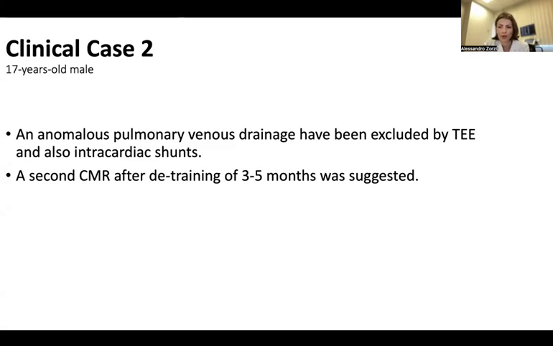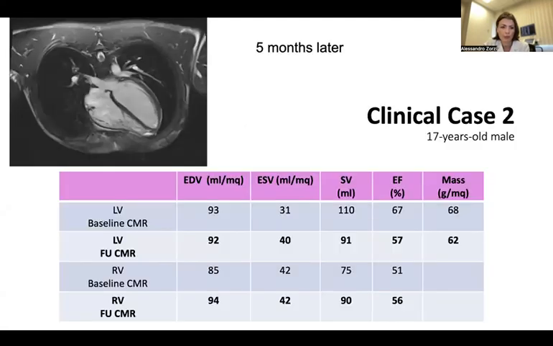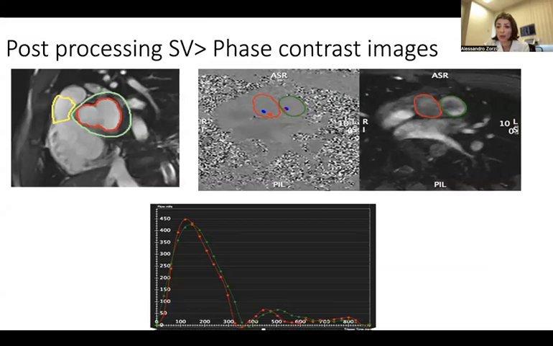So he had a detraining of 3-5 months and repeat CMR. And what we found out was that this patient actually had a normal heart. So the previous stroke volume had a wrong assessment, and this could happen.